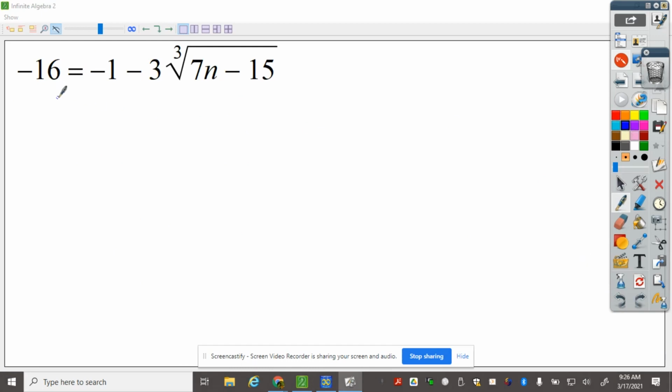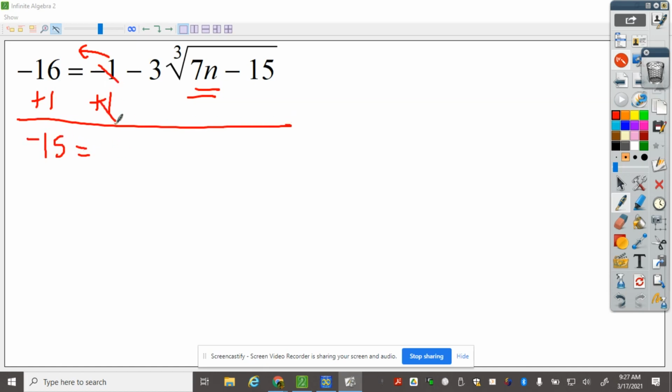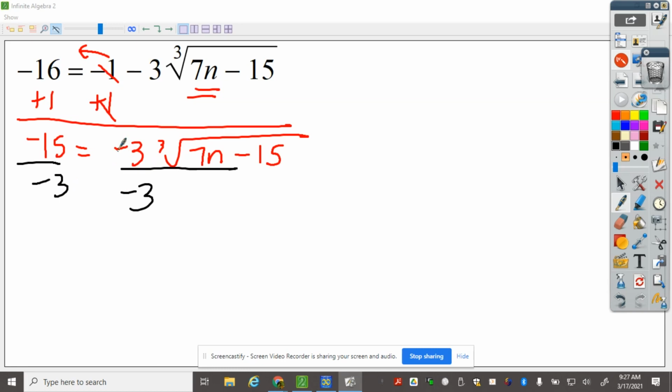Next, negative 16 is equal to negative 1 minus 3 cube root of 7n minus 15. Now, there are two factors that we have to get rid of in order for us to isolate the variable. First, we have to move the negative 1 to the left by adding 1, adding 1. Negative 15 is equal to, this cancels out, negative 3 cube root of 7n minus 15. Now I can divide everything here by negative 3, cancel this out. This will become positive 5, cube root of 7n minus 15.